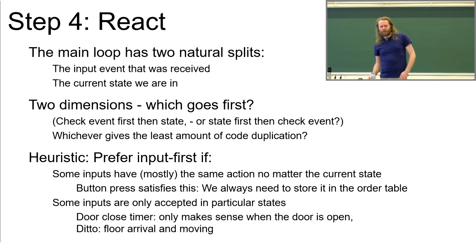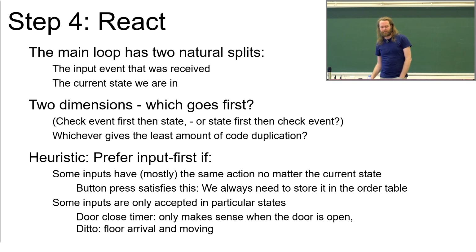Because there is only a single input and then a single state, that makes sense to do it. Oh yeah, here's why. For example, the door close timer. If you check the door close timer and then check, are we in the door open state? Yeah, that makes sense. That's the only time it makes sense. And if you are in another state, you can just ignore it. So you can just go, oh, we try to close the door when we're moving between floors, doesn't make sense, don't care, ignore.